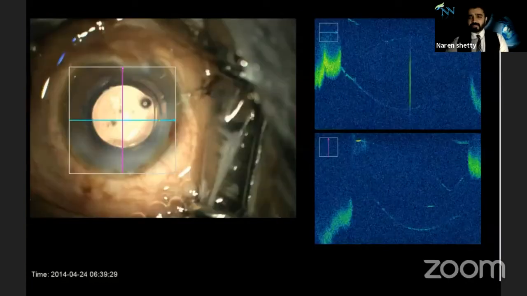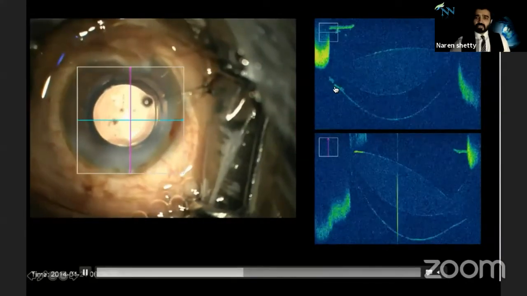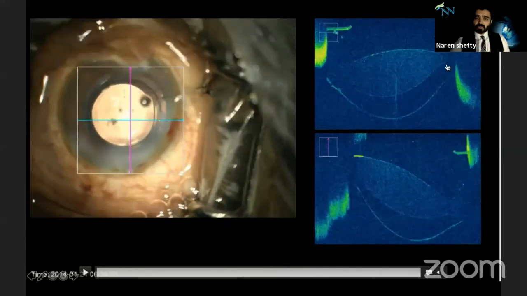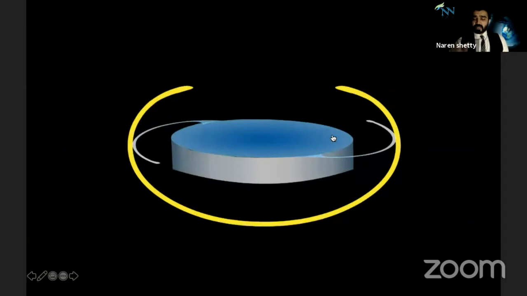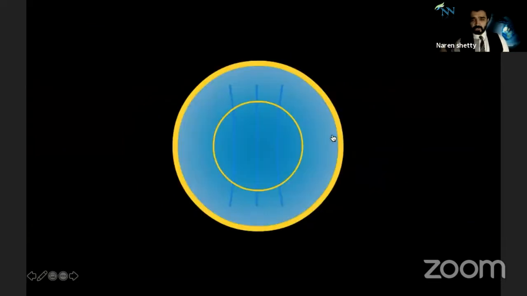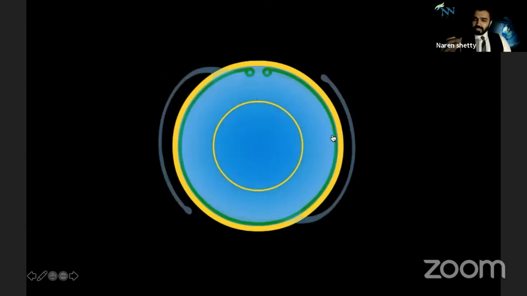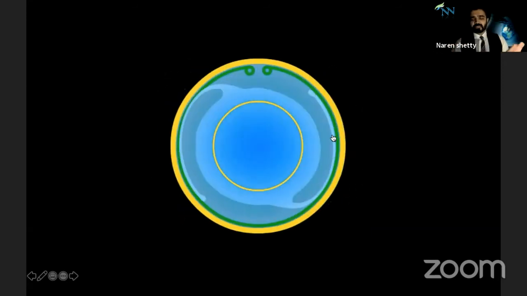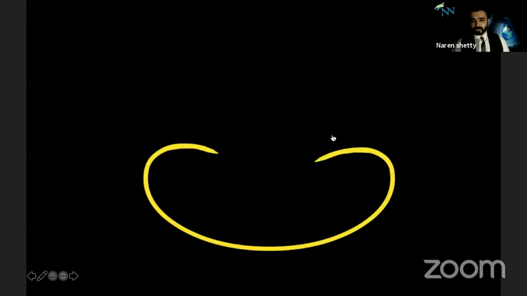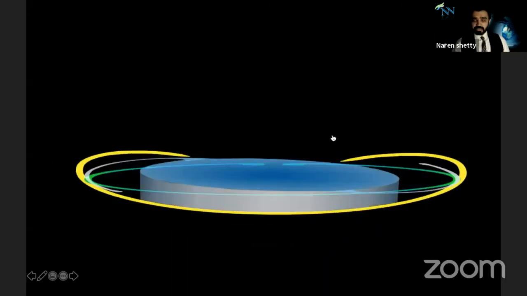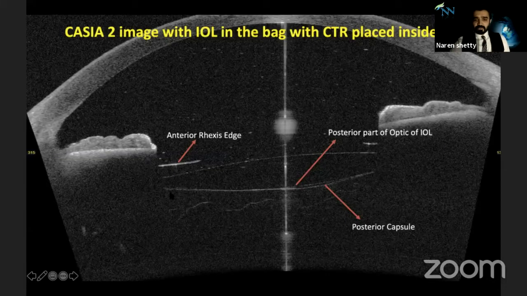Now, why CTR in all my cases? Now, you can see a huge gap between the posterior capsule and the lens. This is the immediate post-op. So this is one of the reasons why there's a higher chance of rotation of the toric lens during the early post-operative period. So when we implant the CTR, what happens is it expands the bag, brings the anterior posterior capsule closer together, and increases the contact between the bag and the lens. As you can see here, there's a beautiful contact between the posterior capsule and the lens. This prevents it from rotating during the early postoperative period.